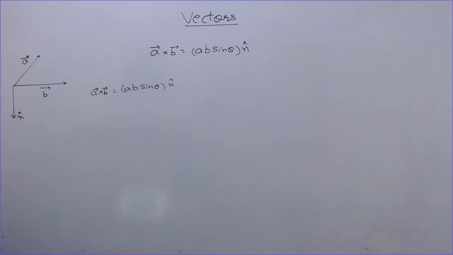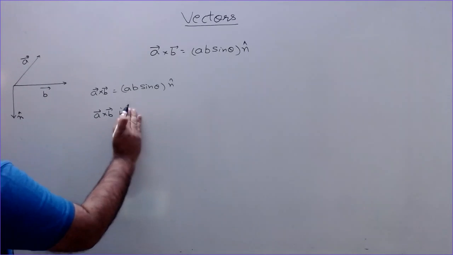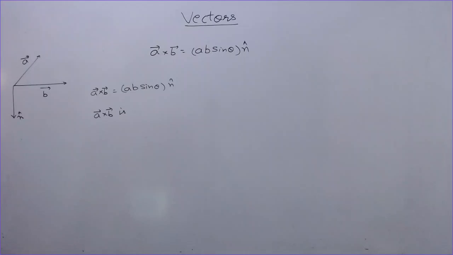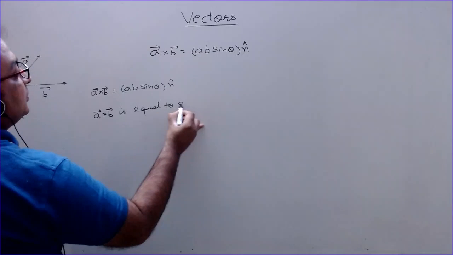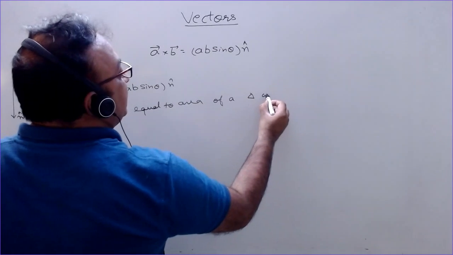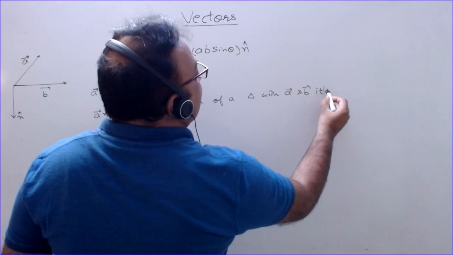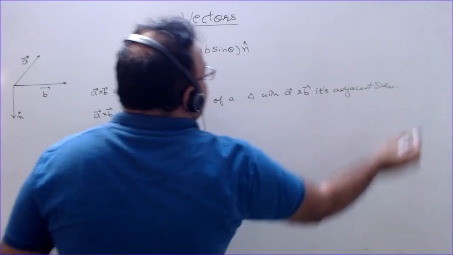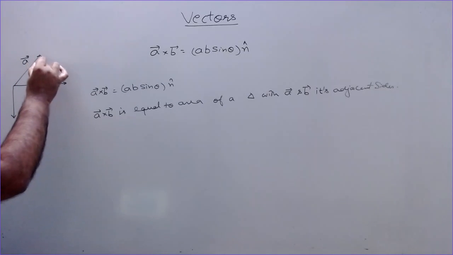So magnitude of A cross B is equal to twice the area of the triangle with A and B as its adjacent sides, or equal to the area of the parallelogram formed by these two. So this is equal to the area of this triangle, and this is the third side.